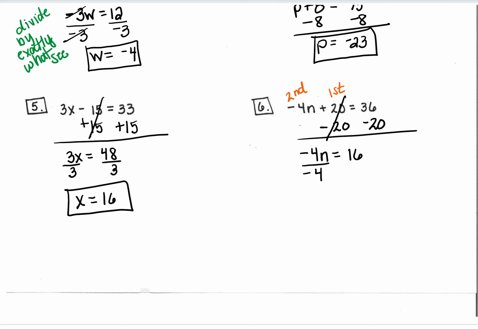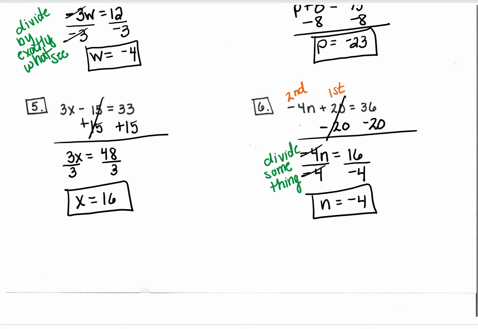And we said just a second ago, you divide by the same thing. Exactly what you see is what you want to divide by. And we're going to do that on both sides. We have to be fair. So that a negative 4 cancels with a negative 4. And then n is equal to 16 divided by negative 4, which is, of course, negative 4. Okay, let's take a look at the second page.